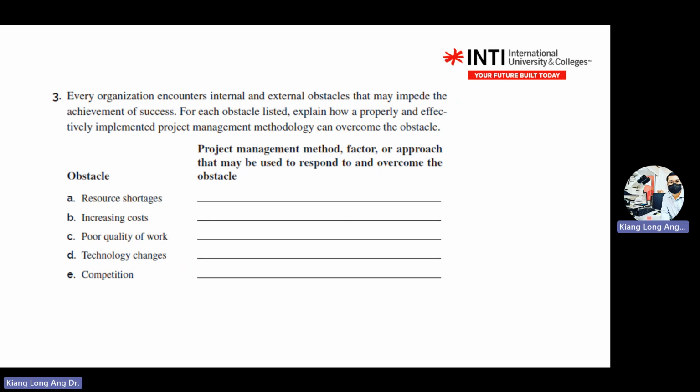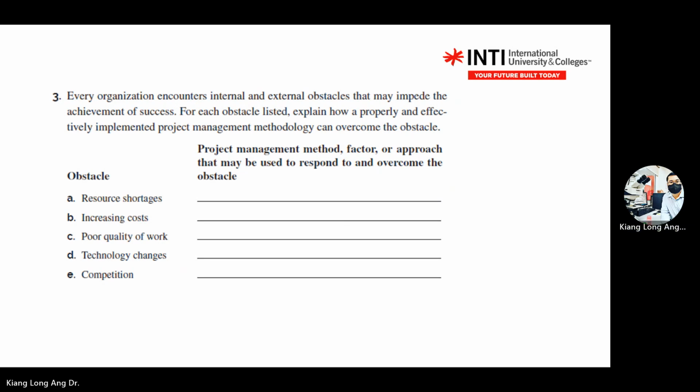Second one, you have the obstacle of increasing costs. So what do you do? If you have an increasing cost problem, as a project manager, what do you do? And this one, the contract is already sealed. When you deliver the projects, the cost increases, but you cannot change the price. You cannot go back to customer A. So what do you do?